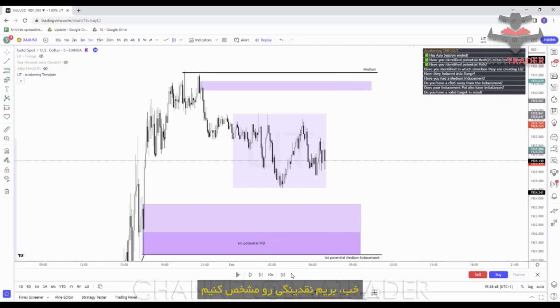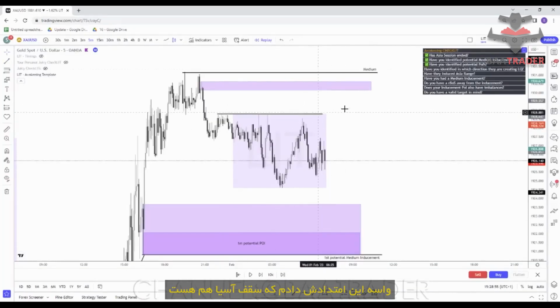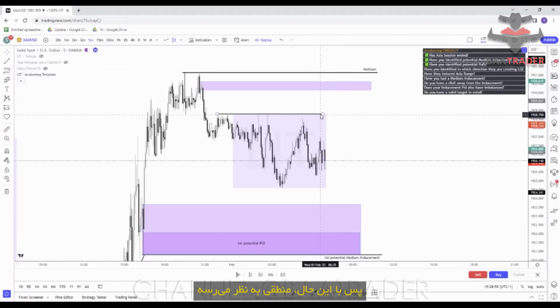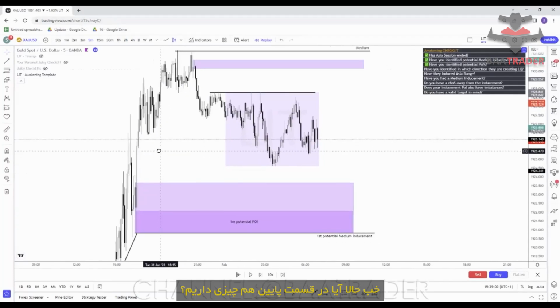Have you identified in which direction they are creating liquidity? Okay, let's mark up liquidity. I think one liquidity point here is pretty clear. You can probably identify this huge amount of double tops. I did just extend it because it is the high, so it does make sense regardless.